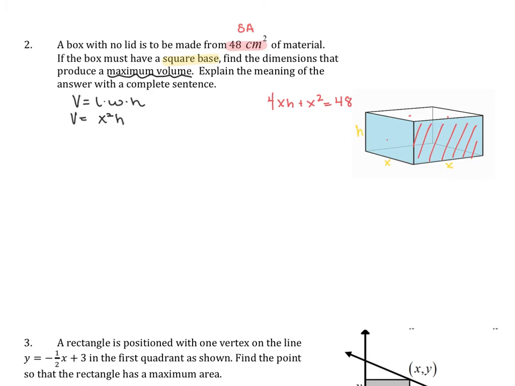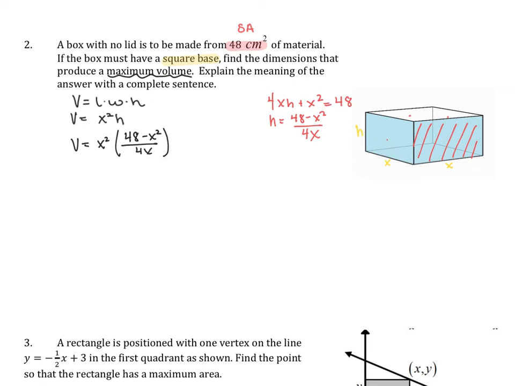So let's use this information and make a substitution. Is there a variable that looks easier to substitute for? Well, I would argue getting h alone is going to be the easiest. So let's do that. Let's get h equals 48 minus x squared over 4x, which would be my height. So now let's substitute this into the volume equation. Volume equals x squared times this beautifulness, 48 minus x squared over 4x.